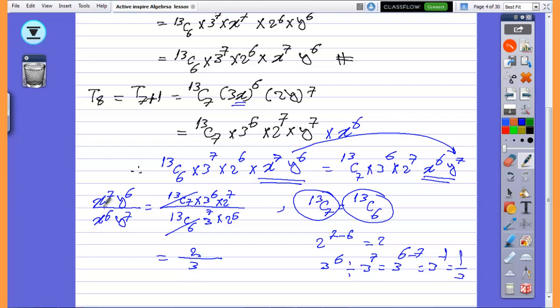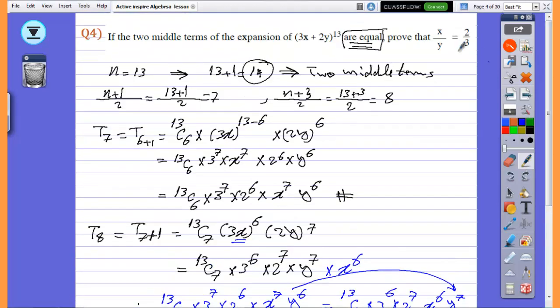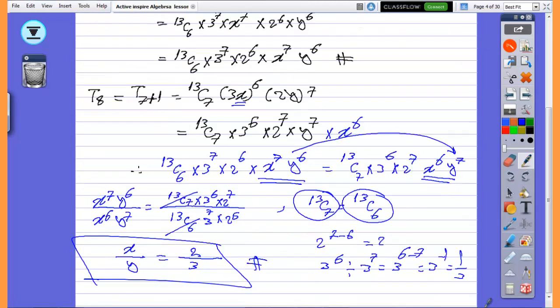Here x power 7 divided by x power 6 equals x. y power 6 over y power 7 equals 1 over y. So x over y equals 2 over 3, and this is the required. According to the question, prove that x over y equals 2 over 3. And we proved it.